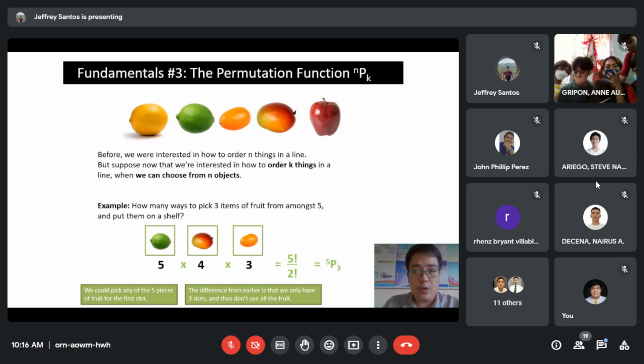So if you are going to use your calculators, 5 factorial is 5 times 4 times 3 times 2 times 1. So 20, 60, 120 divided by 2. So there are 60 possible combinations or permutations given the problem.